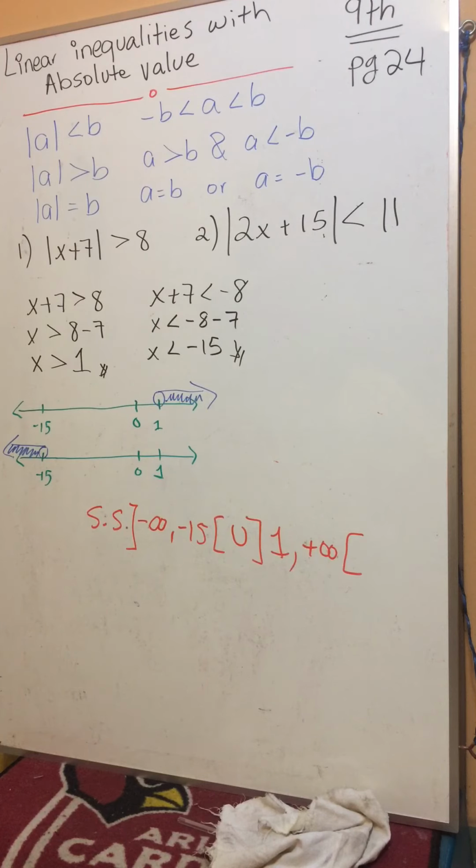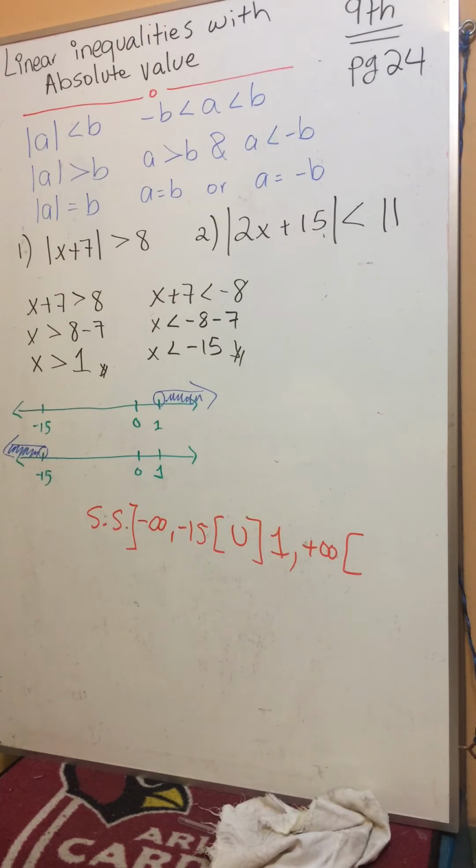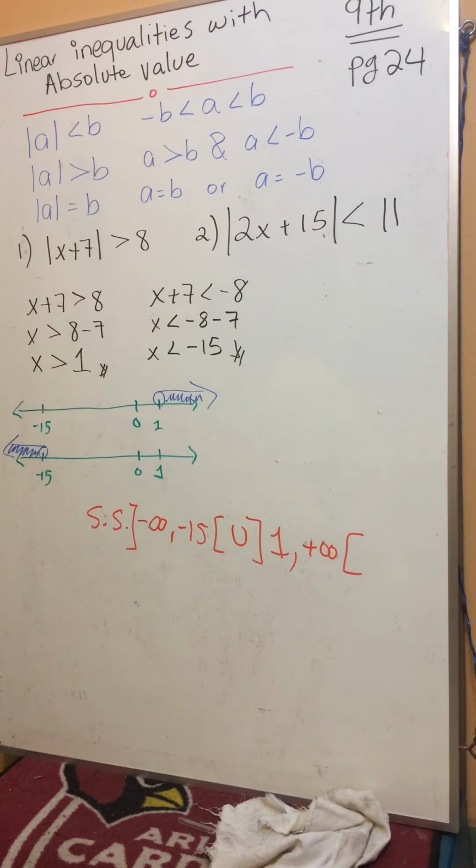Perfect. Now, how can we check if these answers are correct? Let's take some numbers outside and inside the number lines. For example, let's take -1, which would be here. This would be a number outside the number lines. If we put -1 here, we would have -1 plus 7 is 6. Absolute value, positive 6. Is 6 greater than 8? No. So we know it's not true, so these values are correct.